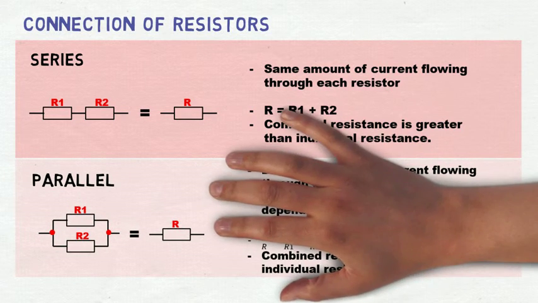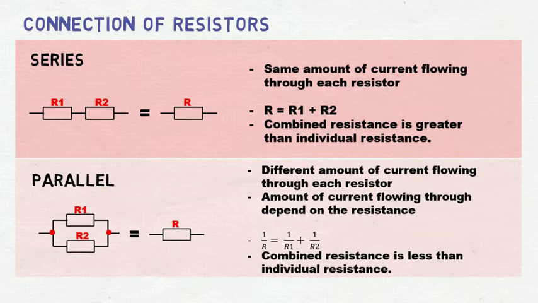When two resistors are connected in parallel, the current splits at the junction. Hence, there's a different amount of current flowing through each resistor, and the amount of current flow is dependent on the resistance. To calculate the total resistance of the circuit, you have to take the reciprocal of the two resistors and add up the values. The combined resistance is less than the value of an individual resistance.